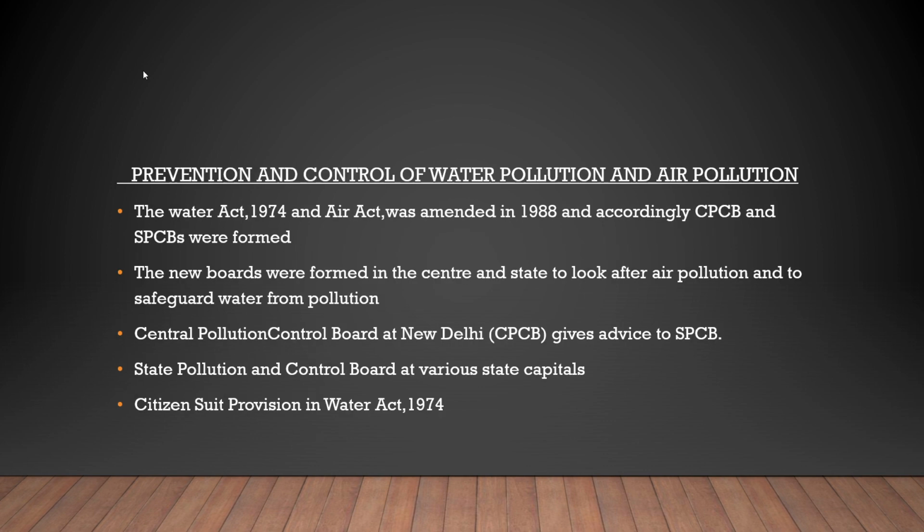And this is the end of, oh, sorry, one more section is the prevention and control of water pollution and air pollution. How can we control the water pollution and air pollution? You have already studied in module 2, Water Act 1974, Air Act. Then these were amended in 1988 accordingly, and CPCB and SPCB boards were formed. CPCB means Central Pollution Control Board, that is at Delhi, which gives advice to SPCB. SPCB is a State Pollution Control Board at various state capitals in India.